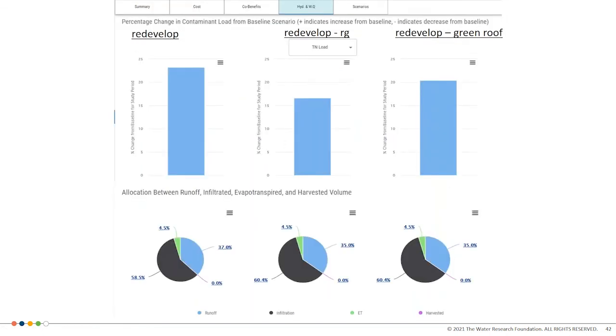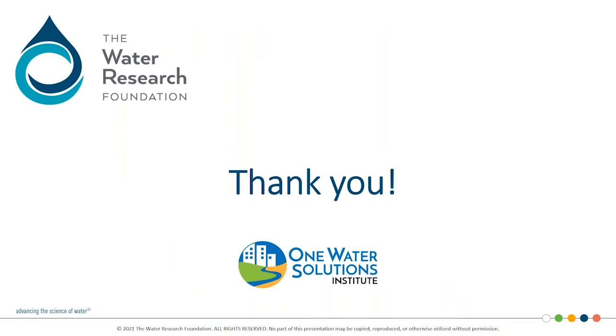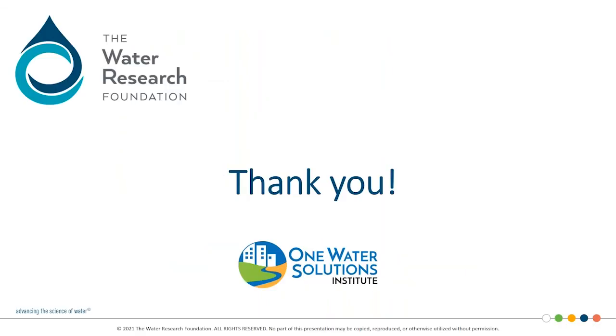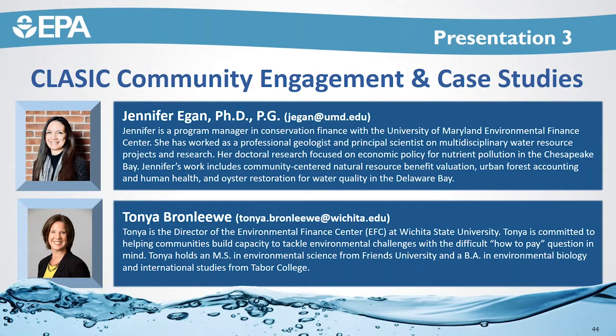And then here we have some more detail on the hydrology and water quality. So we have these different scenarios and percent change from the baseline. That kind of goes through the different outputs of the CLASIC tool, and we'll see some more of these kinds of outputs as we go through the case studies later in the presentation. So thank you, and I'll pass it on now.